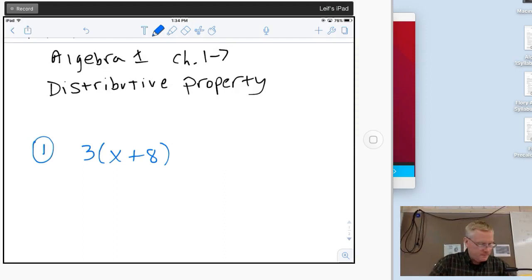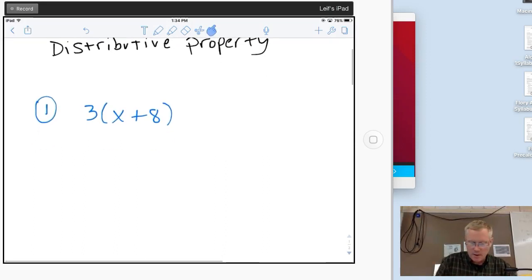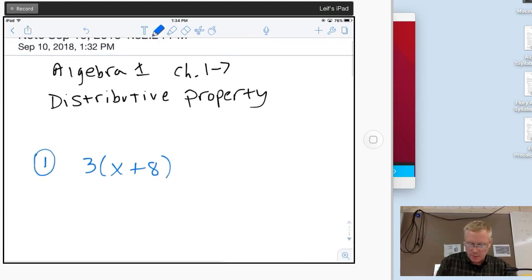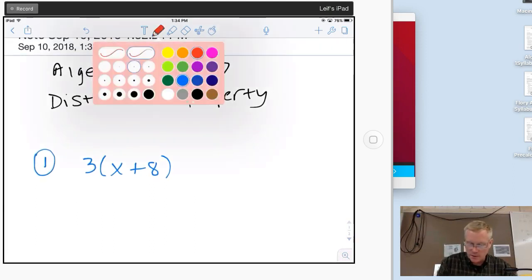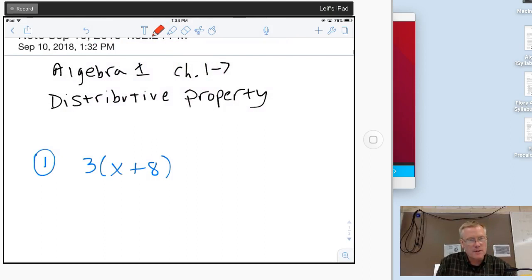Okay, today, Algebra 1, we'll be covering Chapter 1-7, which is on the distributive property. So the distributive property is about multiplication. In this first example, this is 3 times the quantity x plus 8. There's a multiplication implied between the parentheses and the 3. So what I have to do is multiply everything in the parentheses by 3. I use these arrows here to mark that off.